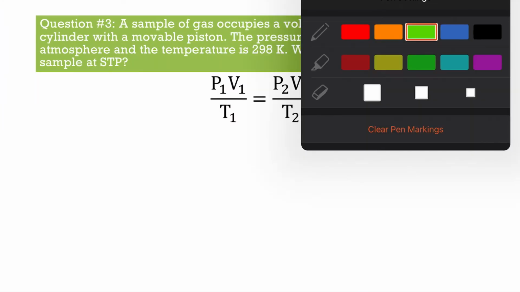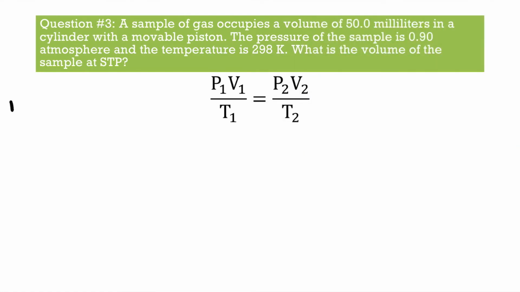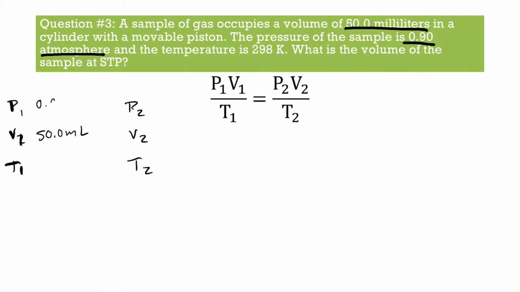Okay, so let's do one last question together. Here we have, again, P1, V1, T1, P2, V2, T2. Okay, a sample of gas occupies a volume of 50 milliliters. 50 mils is going to be our V1. In a cylinder with a movable piston, the pressure of the sample is 0.9 atmosphere, so 0.9 atm. The temperature is 298 K. What is the volume of the sample at STP? So we're looking for that.